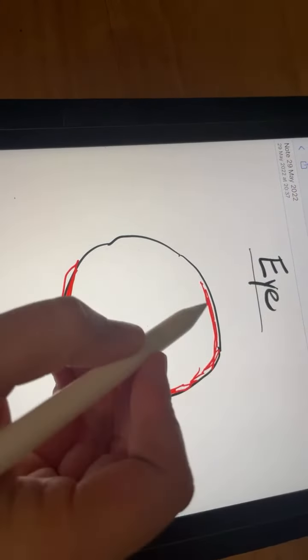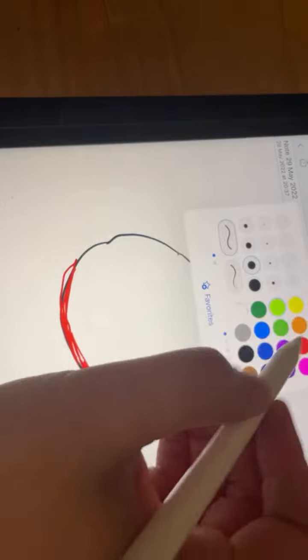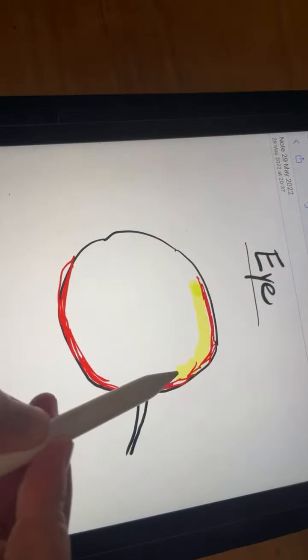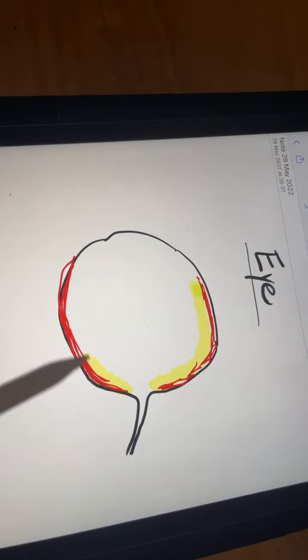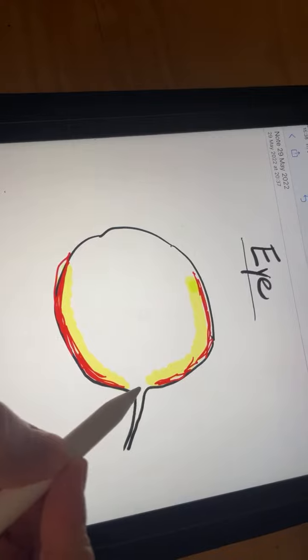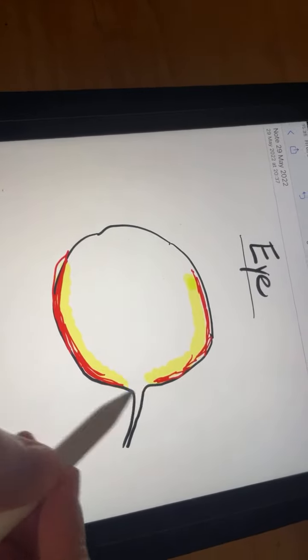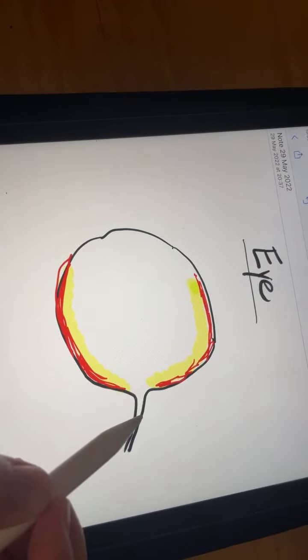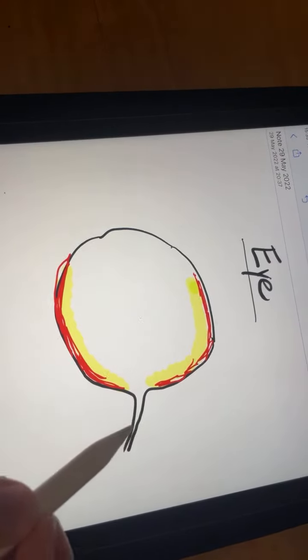I'm actually going to put it onto a highlighter. I'll change my highlighter to yellow. And so this is the retina that sits at the back of the eye. This is where you perceive your image. This is your blind spot. You'll notice there is no retina there. It's like a little spot that we miss. And that is obviously because of your optic nerve leaving your eye.